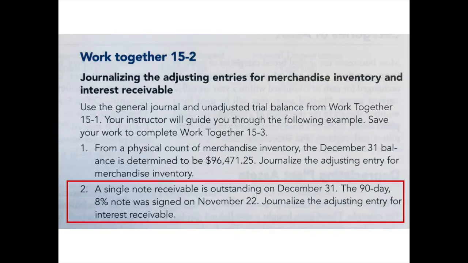Now on to analyzing the adjustments. You should turn your books to page 449 because we have the second part of the work together problem, and you will need your working papers to go along with it. So instruction number 2: a single note receivable is outstanding on December 31st. The 90-day 8% note was signed on November 22nd. Journalize the adjusting entries for the interest receivable. Now on to answering the 4 questions.